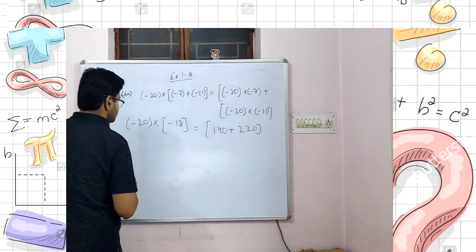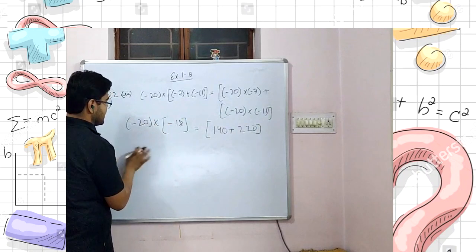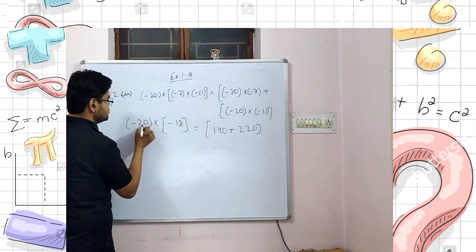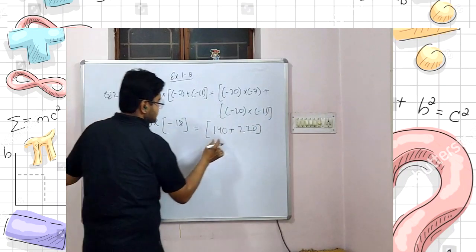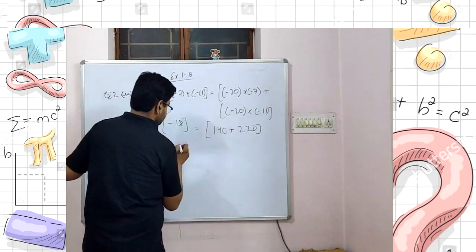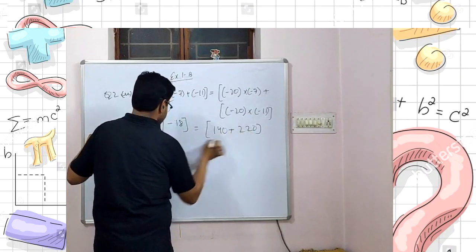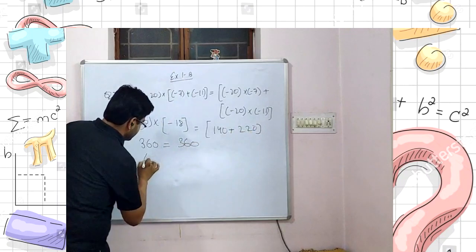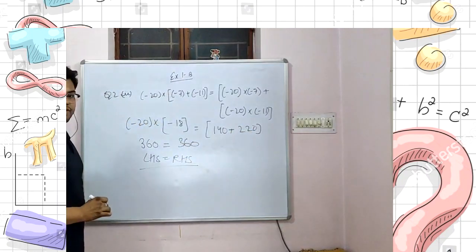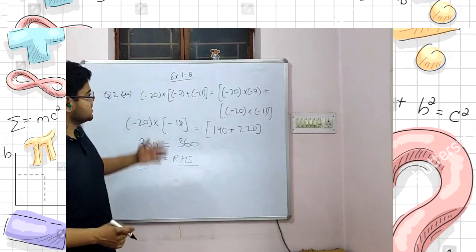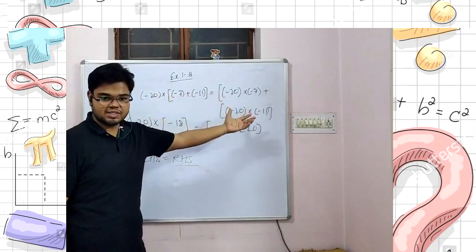Okay, this side, children, here this minus into minus will become plus, and we will have 18 into 20 is 360. And this side here, if we add these two, 220 plus 140 will also be 360. So children, LHS equals RHS. So this is verified. That means this equation is correct. That means this side is equal to this side.